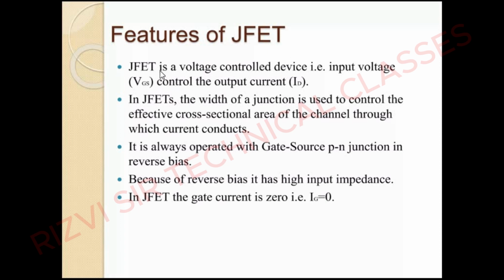Features of JFET. JFET is a voltage control device, that is, input voltage controls the output current. In JFET, the width of a junction is used to control the effective cross-section area of the channel through which current conducts. It is always operated with gate source PN junction in reverse bias. Because of reverse bias, it has high input impedance. In JFET, the gate current is 0, that is IG is equal to 0.